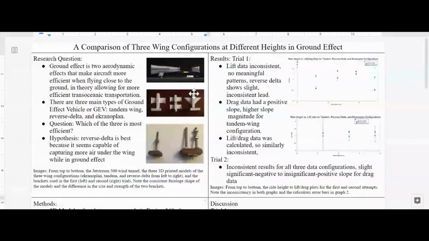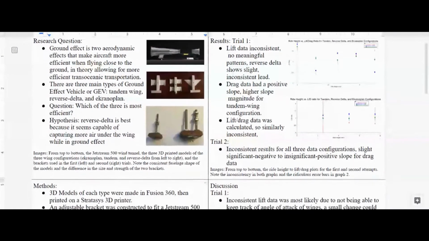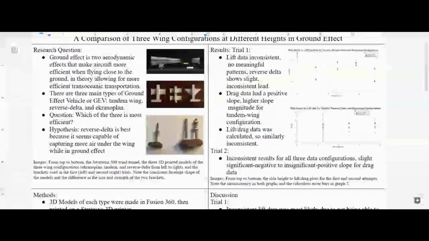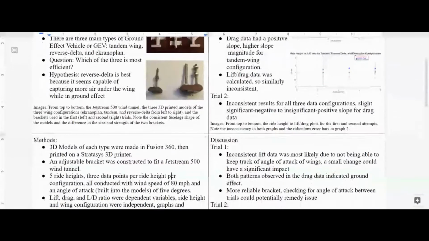So for trial one, the lift data were super inconsistent, no meaningful patterns could be determined. Drag data had a consistent positive slope for all three models, and the slope magnitude was highest for the tandem wing configuration. The lift-drag data was calculated from lift and drag data, so it carried over all the inconsistency.